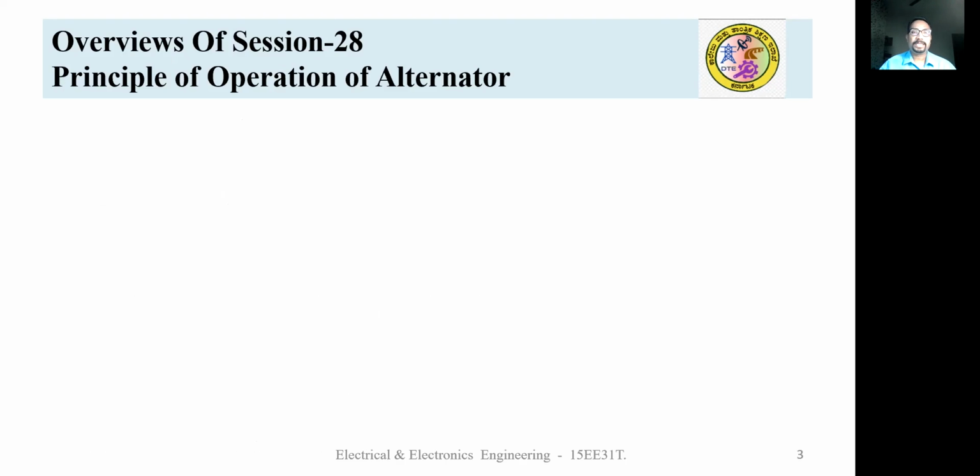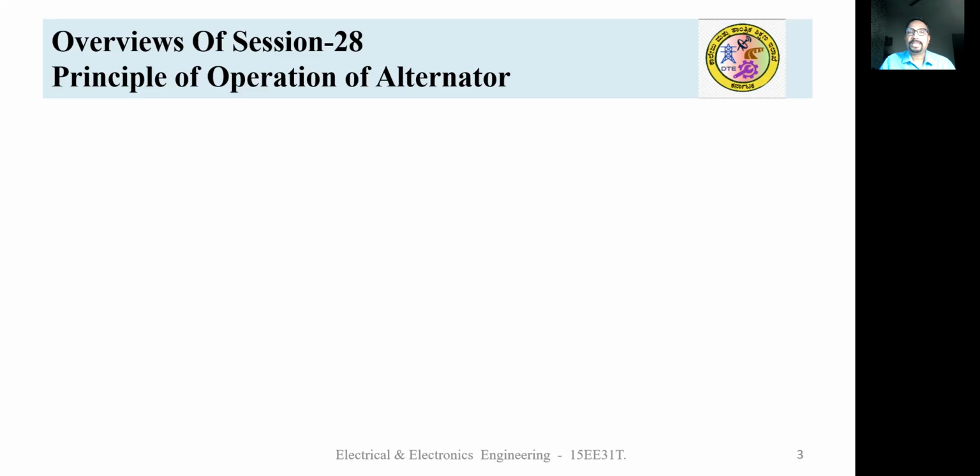In today's session, we are going to learn about the principle of operation of alternator. In the previous session, we learned the definition of the alternator, the points related to alternator, and the difference between an alternator and DC generator. And today we are going to learn about the principle of operation of alternator.